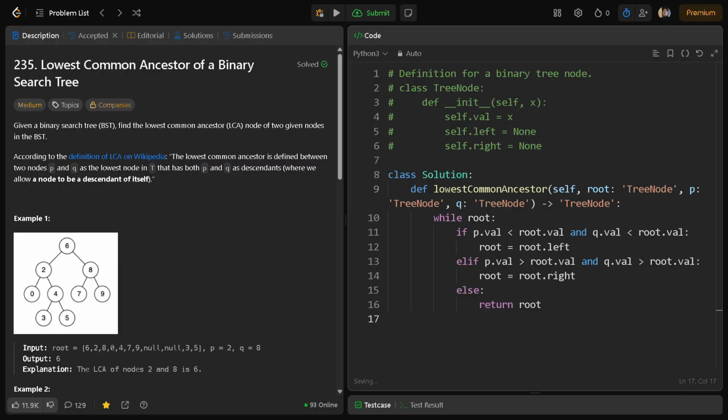The time complexity of this solution is O of h, where h is the height of the tree, because we only move down a single path. The space complexity is O of 1 because we are not using any extra space apart from a few variables.